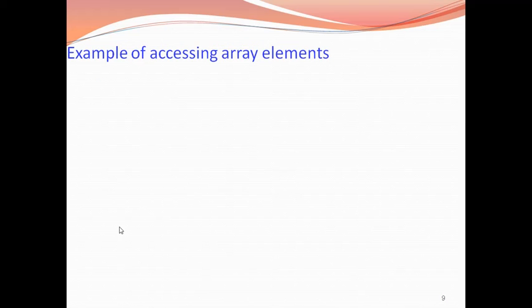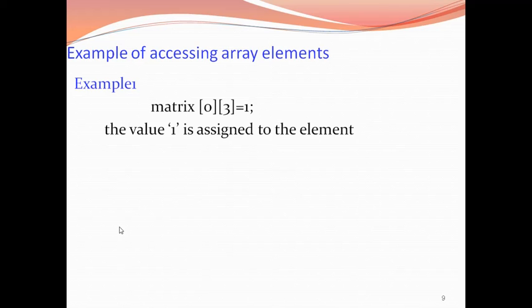Example of accessing array elements. Matrix is a two-dimensional array with two subscripts: matrix[0][3] = 1. The value 1 is assigned to the element at the first row and fourth column.